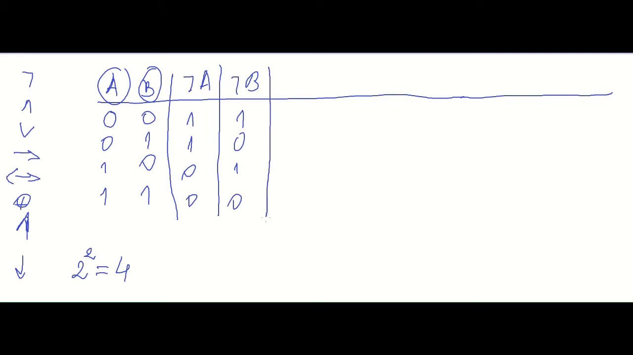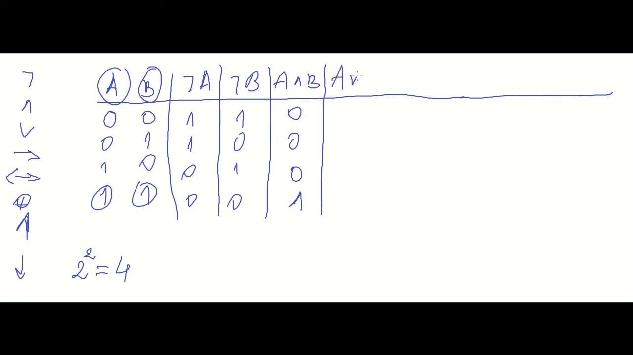Okay, now let's draw the truth column for conjunction. If we have A conjunction B, the result will be, according to the conjunction law, true only when both operands are true. So in the line where both are true, we get result 1. Other lines are with zeros. Yeah? So this is conjunction.